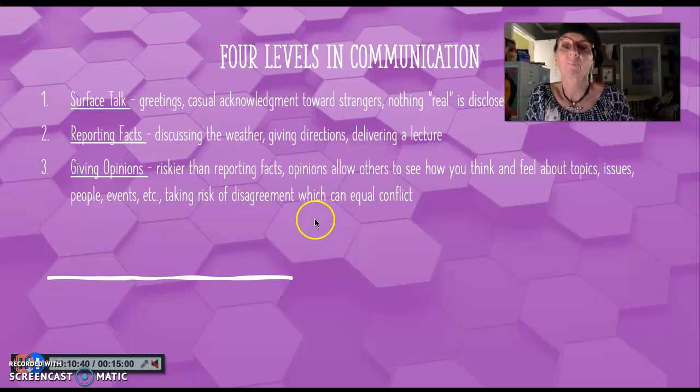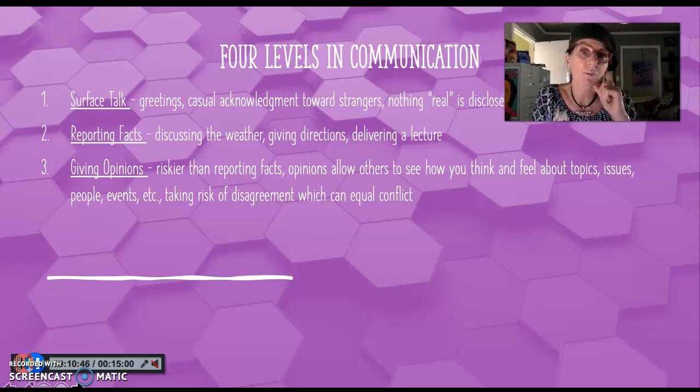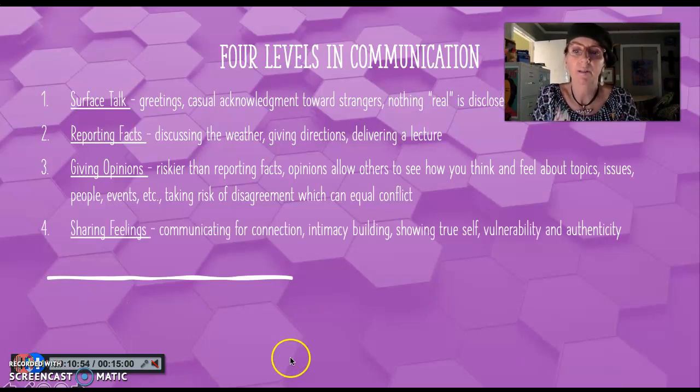So it is a deeper level, it's a risk. Hopefully in your group, you're at least at this level, where you're able to give your opinions in a safe place. Okay. Shared feelings, or sharing feelings.